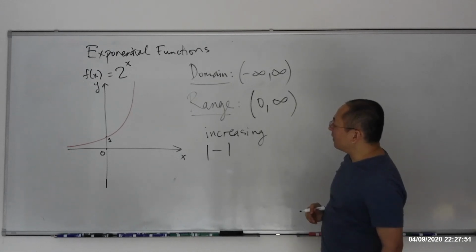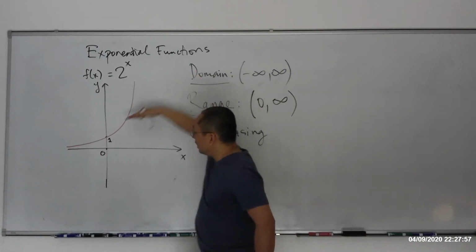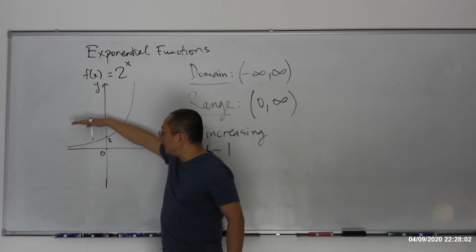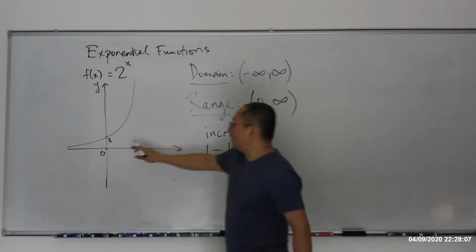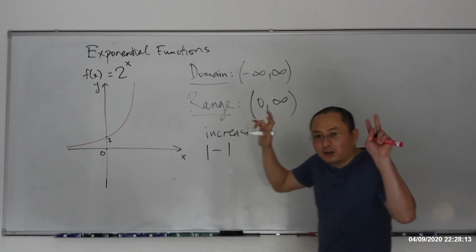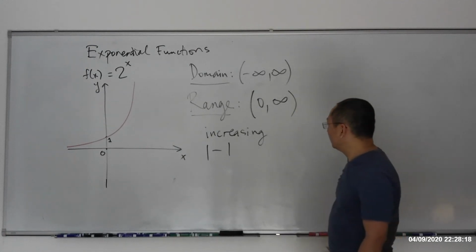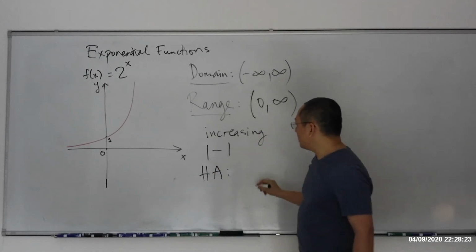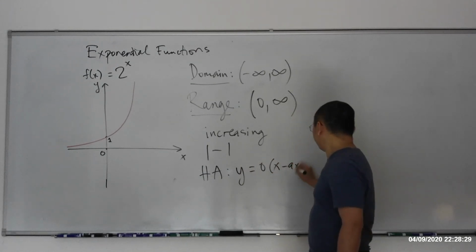Another thing that I see in this graph, for this particular exponential function, is that it has an asymptote. The asymptote is the line where the graph gets closer and closer but never intersects at infinity. It could intersect somewhere in the middle, but when you extend it forever, the graph simply gets closer to that horizontal line but never hits it. And we have the horizontal asymptote here, which is the x-axis. The equation of the x-axis is y equal to 0.